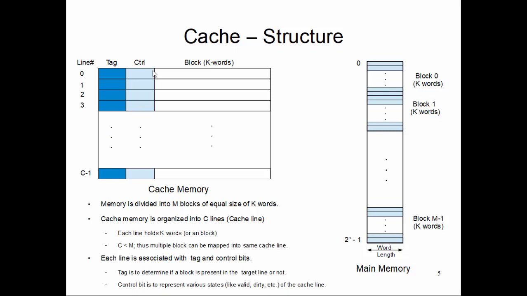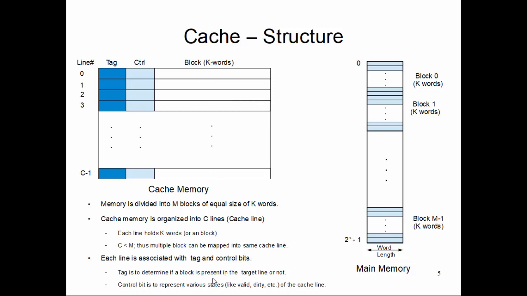Tag is to determine if a block is present in the cache memory or not. We'll talk about this in detail, how to determine the tag and what's the purpose of it. But it's mainly a unique identification for a block that can tell if a block is present in the cache memory or if it needs to copy it from the lower main memory to the cache memory.